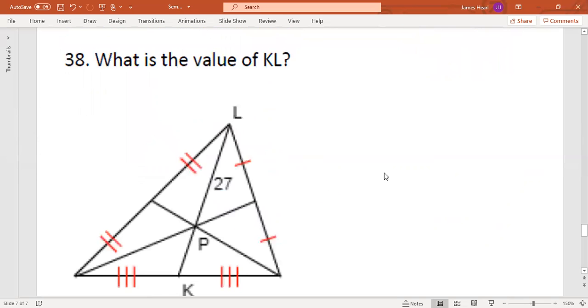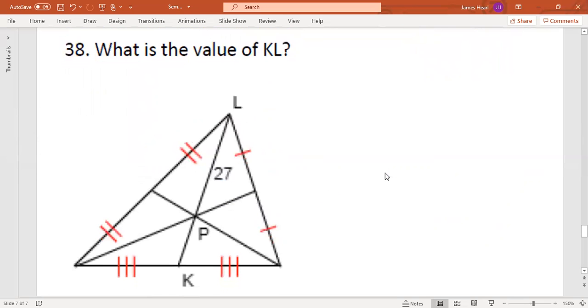Which then for 38, we're asked for the length of KL, the entire thing. You would think that that's a little difficult based off the picture, but all the congruency marks in red are very helpful. Since they are all coming onto midpoints and splitting the sides in half, we know we're dealing with median and centroid, which makes this problem very, very quick to solve.